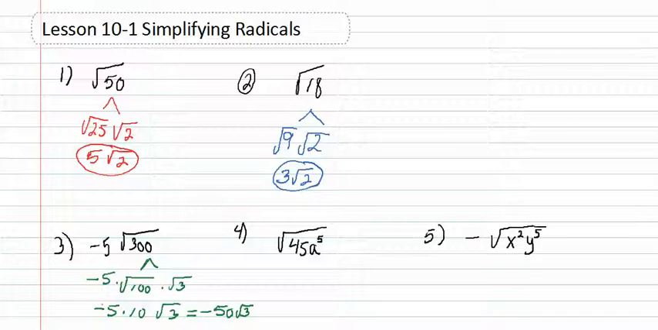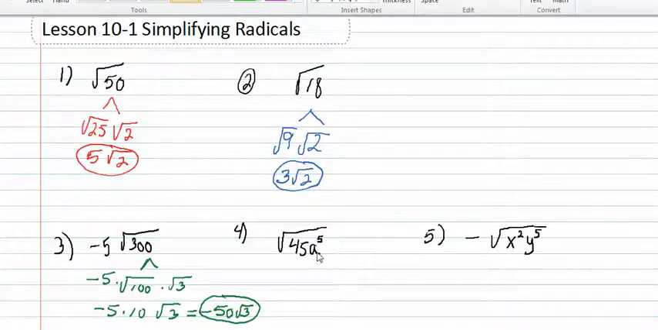So I multiplied the numbers with numbers, and radicals can multiply with radicals. Negative 5 times 10 is negative 50, and I keep the radical 3. Because I can't simplify it, and I don't have a calculator, I'm going to leave it just like that.